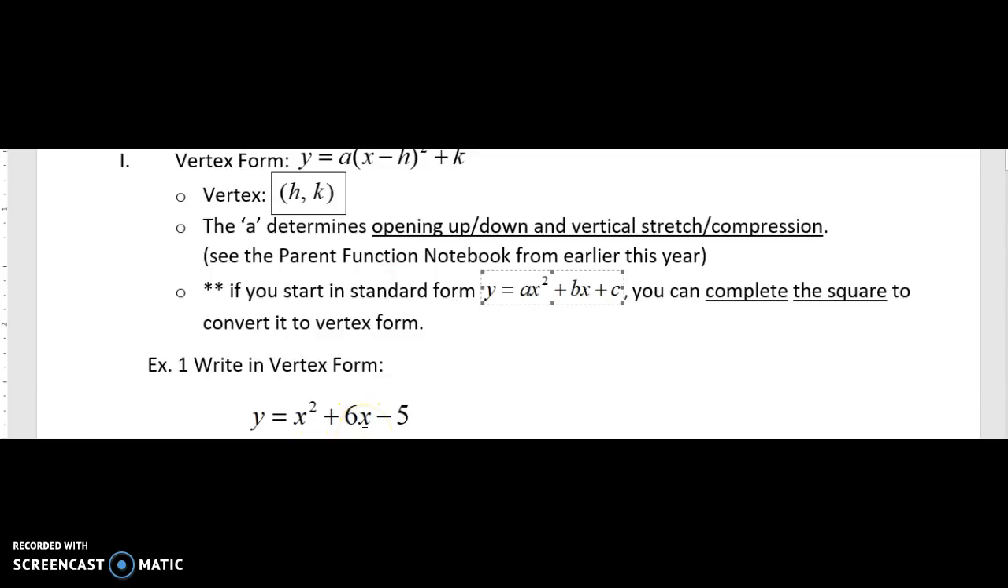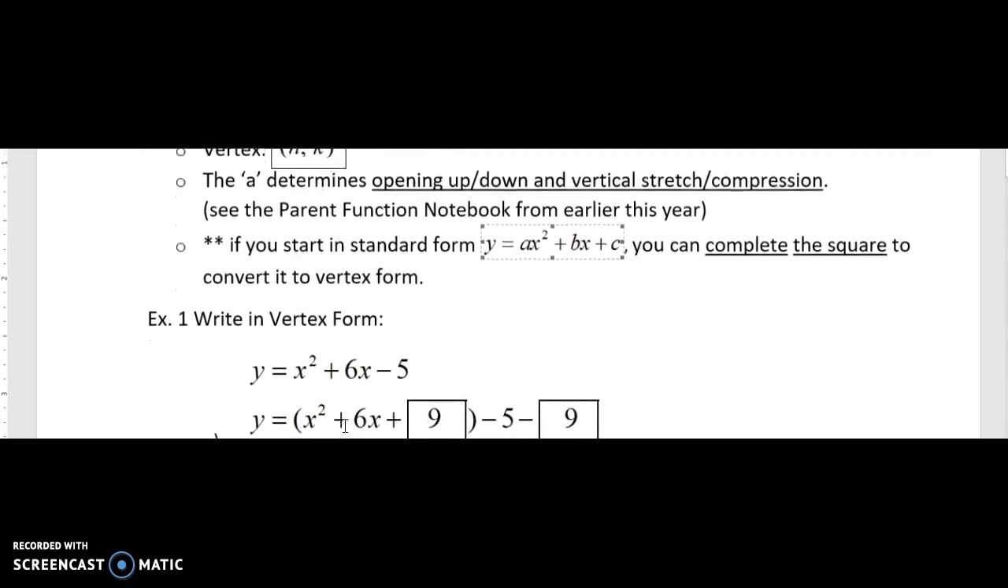So we want to first make sure that the a value is 1. If it's 1, what I can do is just group these first two terms together, and then I'll complete the square with those first two terms. So let's take a look at this. Okay, so we have x squared plus 6x. We group them together, and we're going to say plus the box because we're going to complete the square here. So the way we get the 9 is the same way we have completed the square before. We take our b term, divide it by 2, and then square that. So 6 divided by 2 is 3. 3 squared is 9. And then here is our c value, the minus 5.